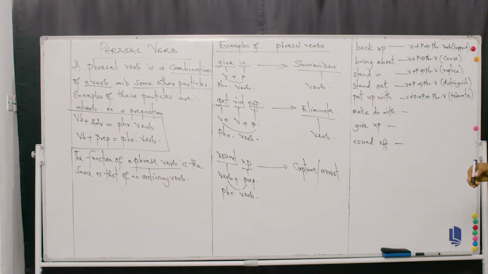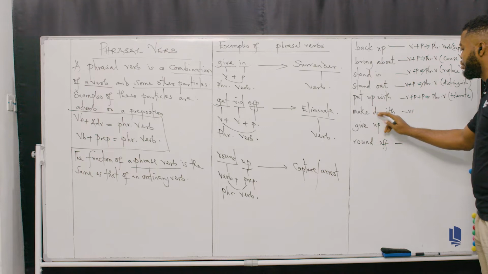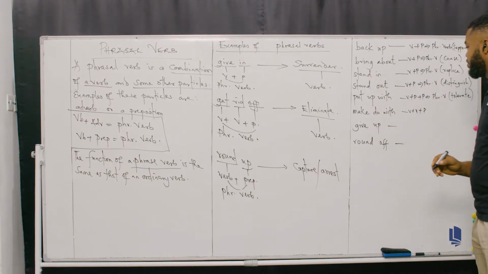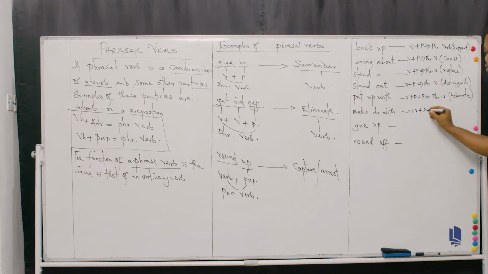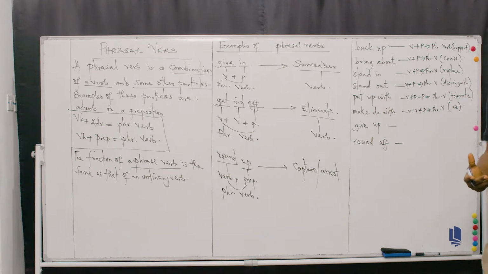And then make do with. Make here is a verb, plus do, which is also a verb, with you have as a preposition. So this combination would give us a phrasal verb, remember? To make do with is to use, which is an ordinary verb as well.